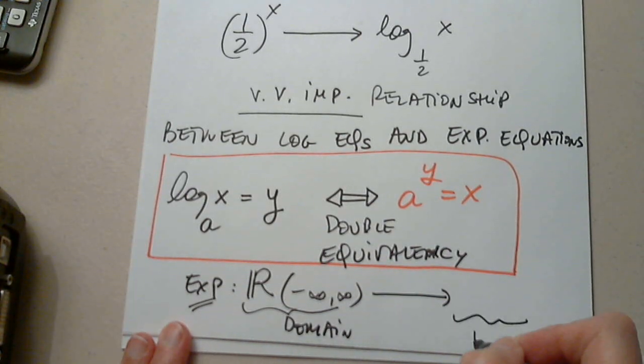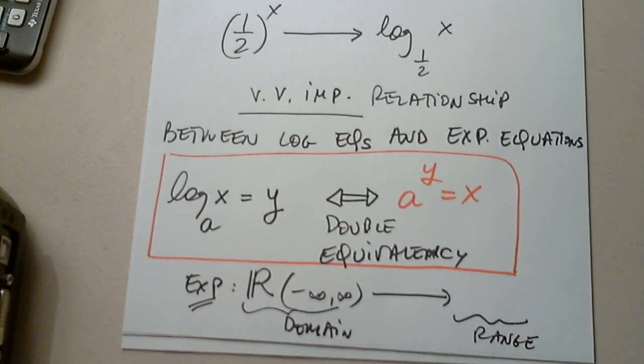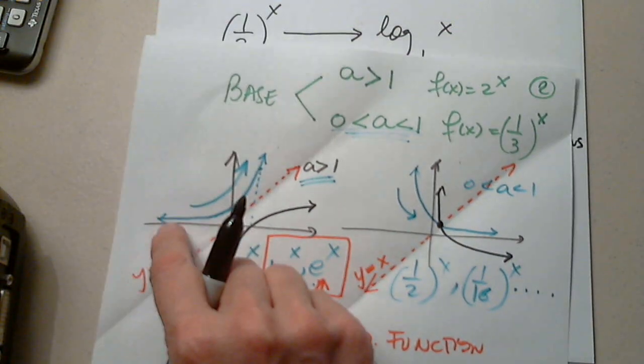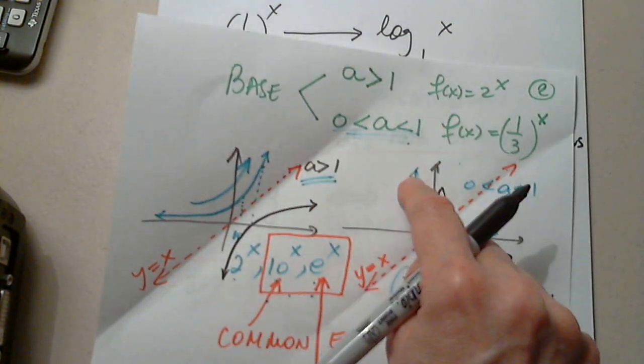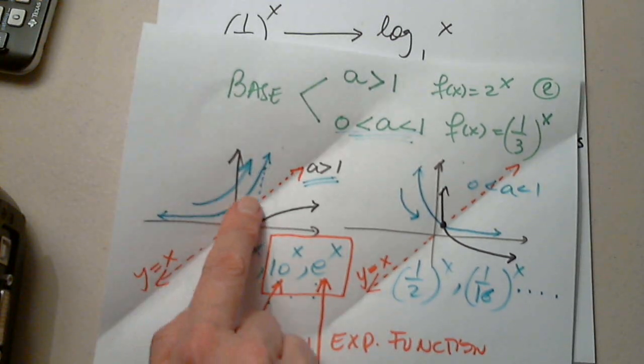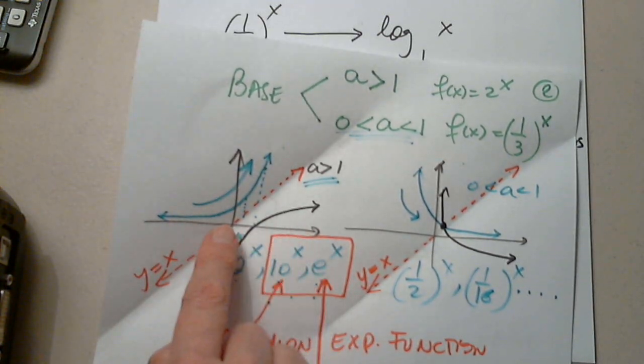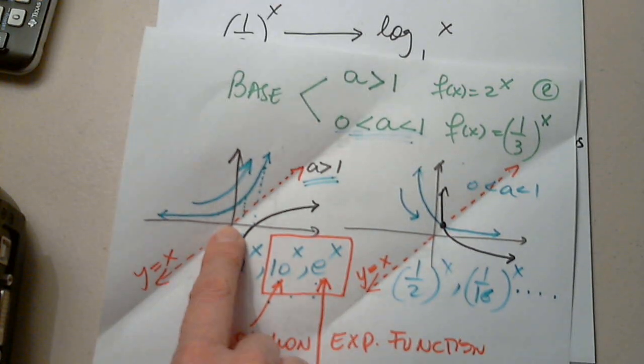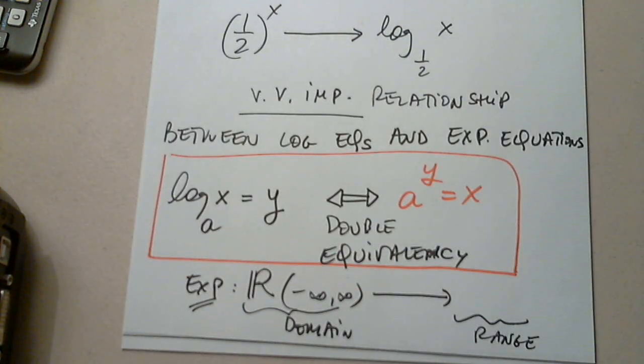But now I want to write the range. So let's take a look at the graphs. This is the graph of the exponential, or this is the graph of another shape of exponential, and we want to identify the range. And that is always true for a pure exponential function with no transformations on it. So what will you say? What is the range of this function? The range is from 0 to infinity. That's it.